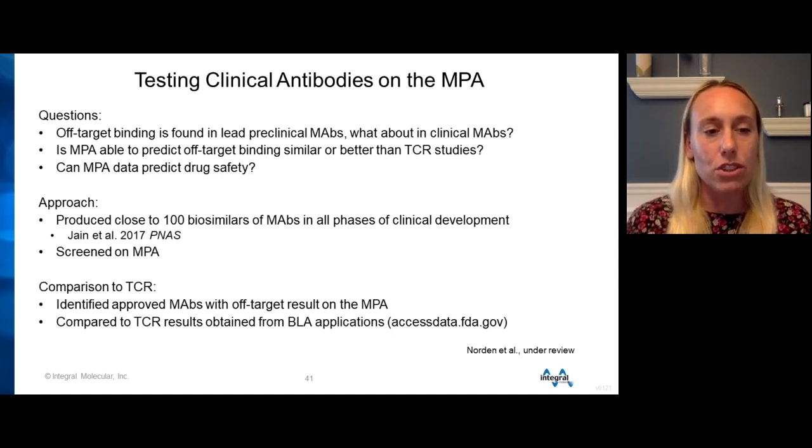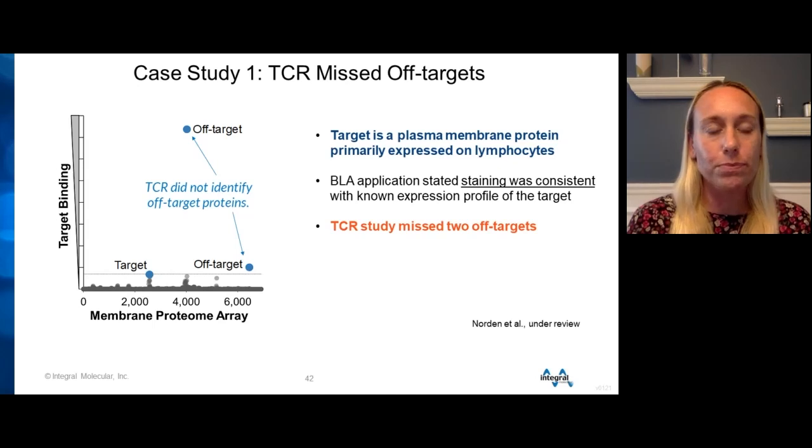But back to our comparison to TCR. So what we did was we identified a few approved antibodies that actually had off-targets on the MPA. And then we compared our results to the TCR results that are obtained from BLA applications that can be found online. So this is the first case study.